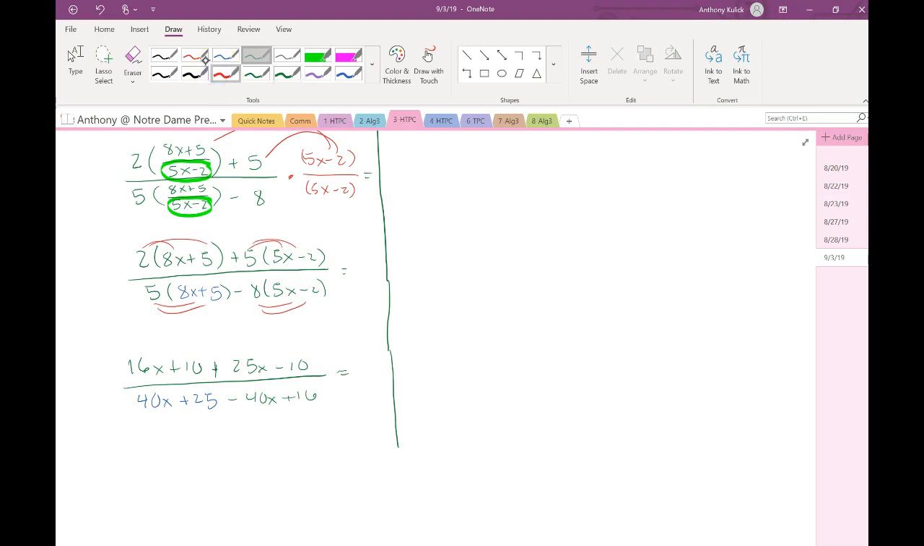All right, let's combine some like terms now. Those cancel out, and then those cancel out. And I'm left with, nope, try again. That'd be 41x over 41, which is just x.